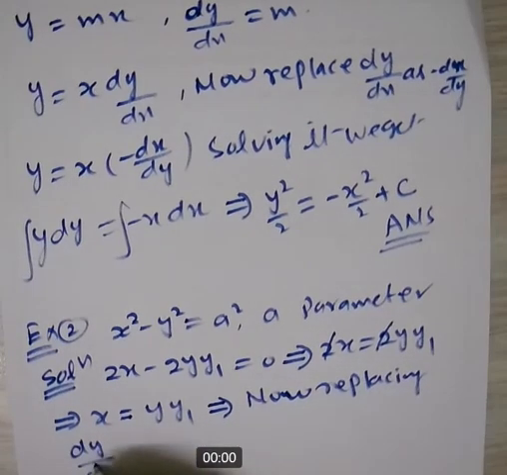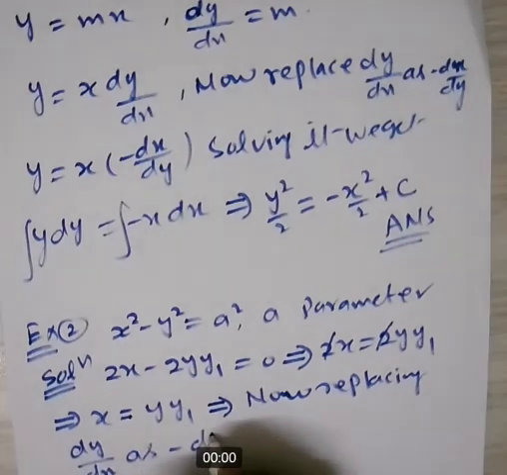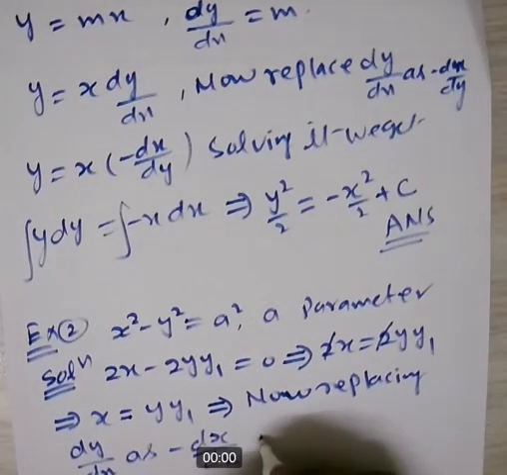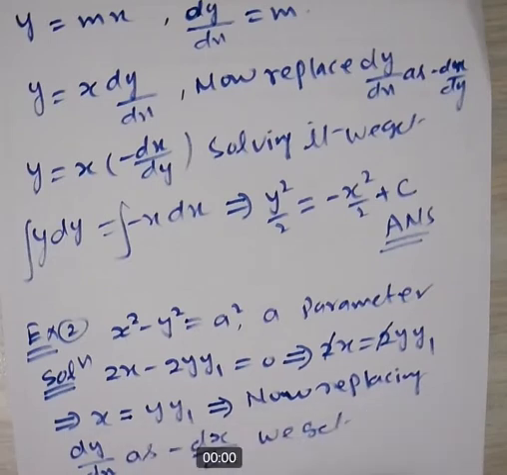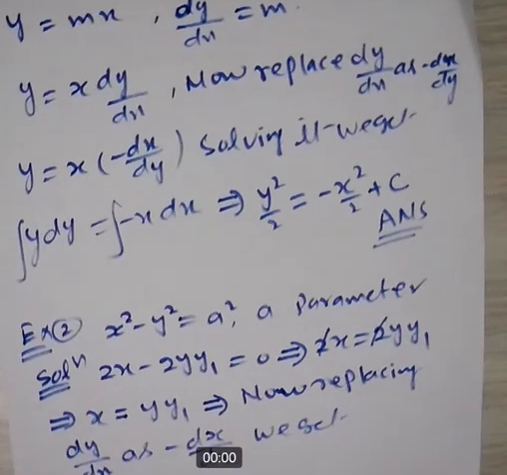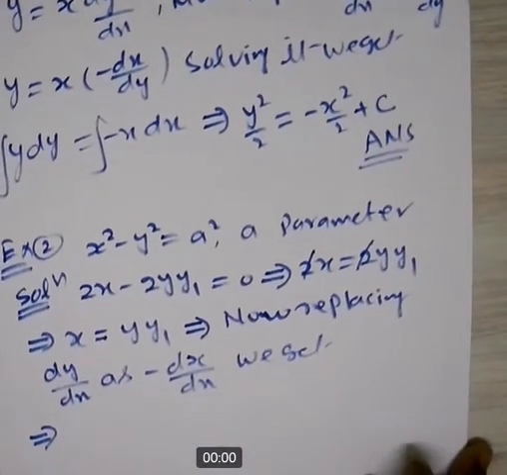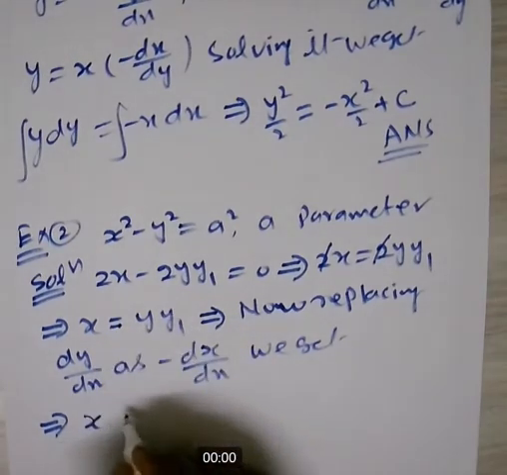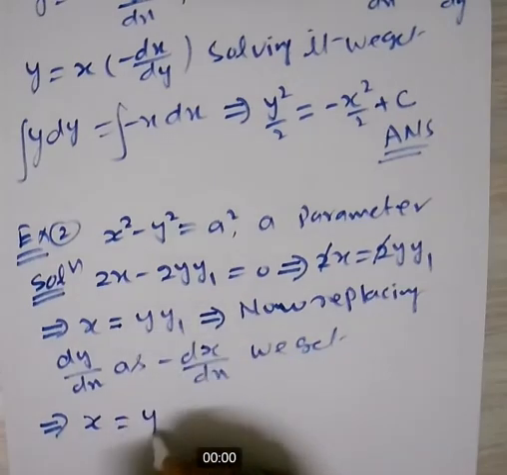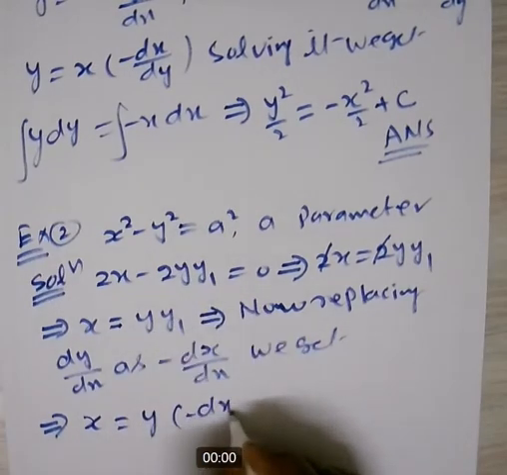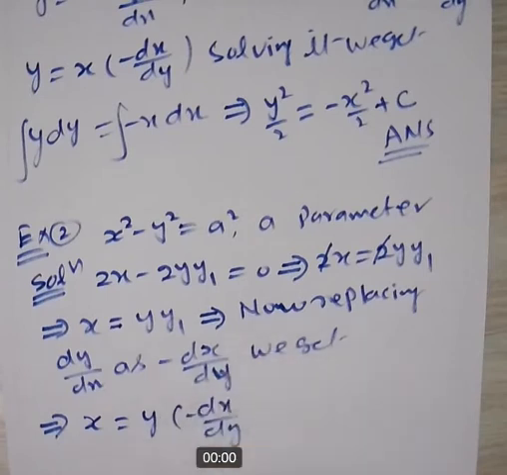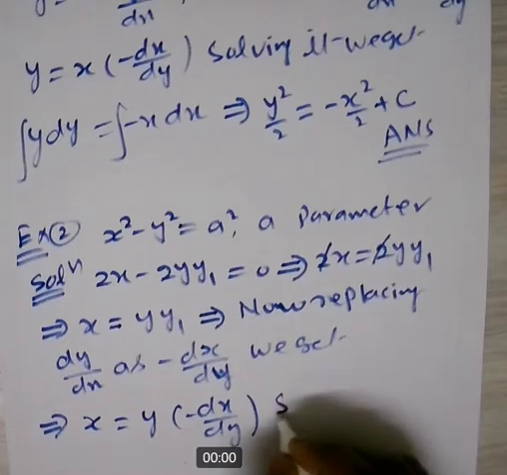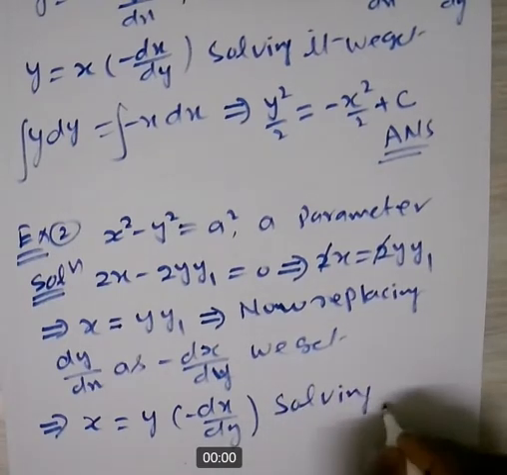Now you have to replace dy/dx as minus dx/dy. We get x times equal to y, and dy/dx means minus dx/dy. What you have to do now? Simplify it, that means solve it.